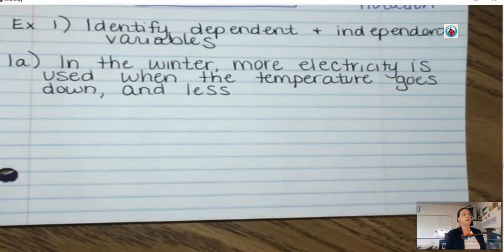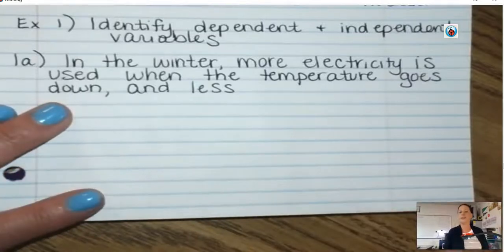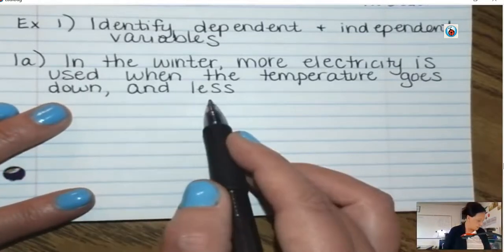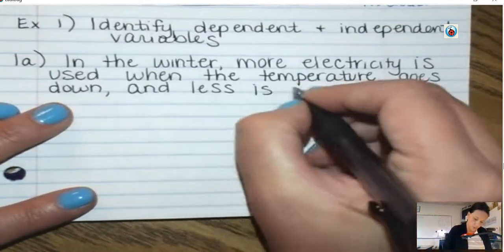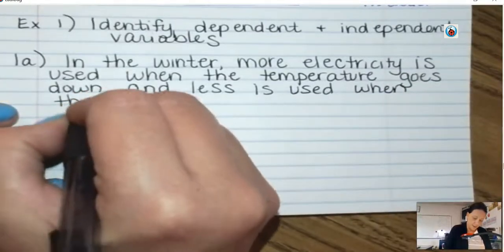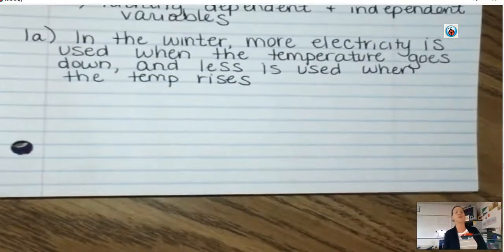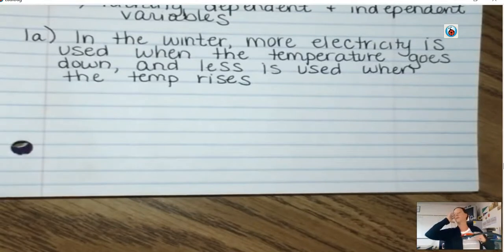Also, we're not talking about Arizona here. Arizona's flipped on this. I'm from Chicago. In Chicago, during the winter, we use more electricity when the temperature goes down because we're putting the heater on. And less, where's the word problem? And less is used when the temperature rises. I'm going to put temp. Like, there's many people that don't have air conditioning. My uncle did not have air conditioning in his house. There were some days when it was super, super hot, but more often than not, it was okay without. I mean, now it's getting really, really gross, but.